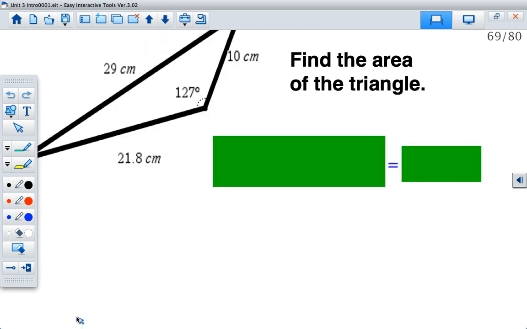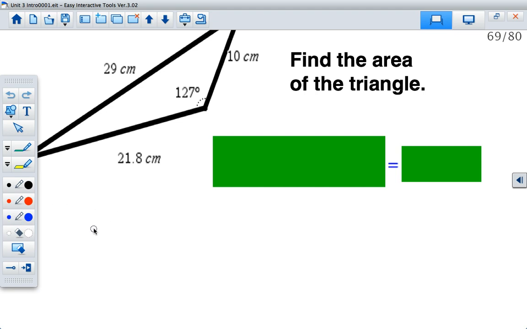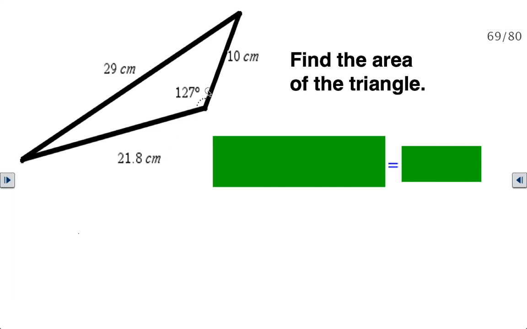All right, here's another question. Find the area of the triangle. You have the formulas for this. Anytime you're looking for the area, notice I have all 3 side measurements, so be very careful. Make sure that you are going to use the correct side measurements. Whatever angle you have, you just use the side measurements that are on either side of that angle.